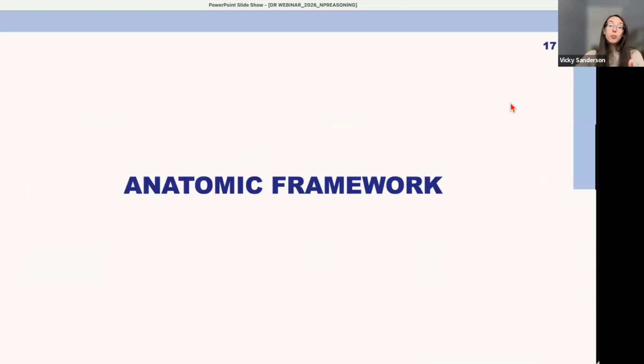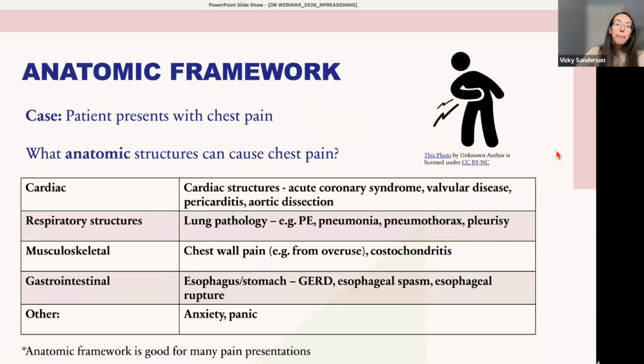Next, we have the anatomic framework, right, which is exactly how it sounds. I find it's particularly helpful for acute or localized pain presentations, especially if you're a visual person. You can think about what anatomic structures could be implicated in that patient's pain presentation. So again, going back to that chest pain presentation, right? We can think about what anatomic structures within that chest pain area can be causing this issue. So of course, we think of cardiac causes like acute coronary syndrome or valvular disease, maybe pericarditis and aortic dissection.